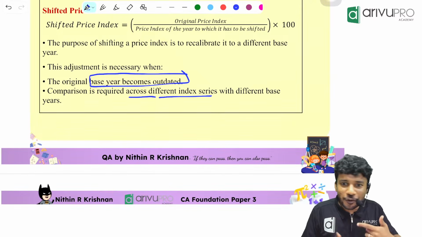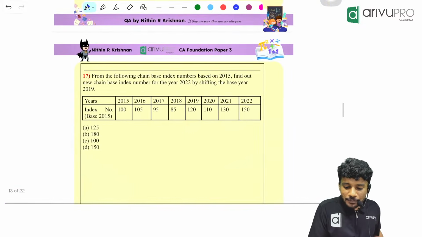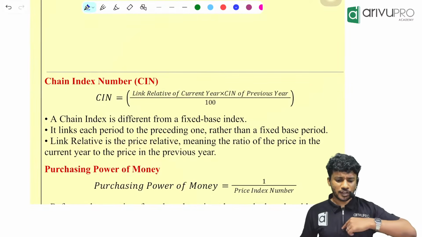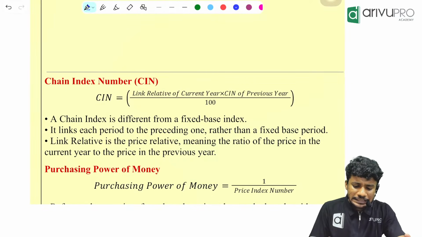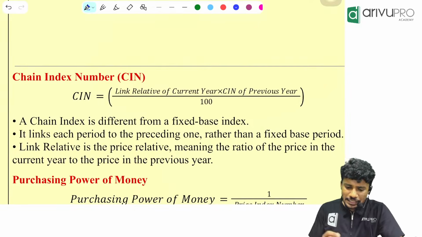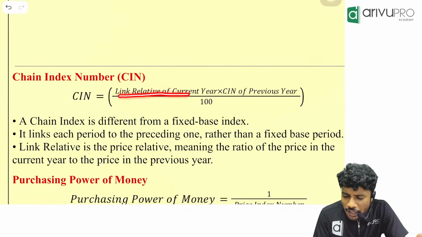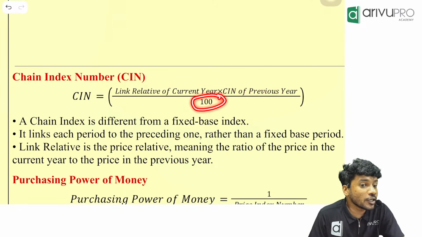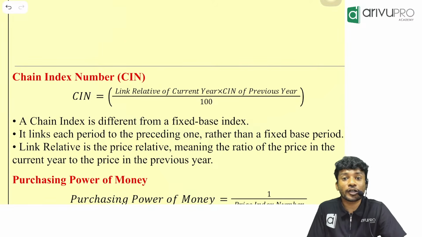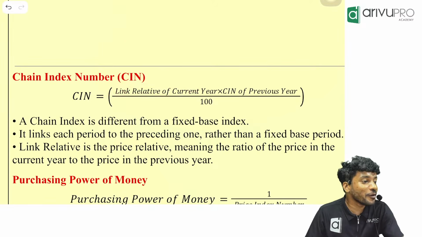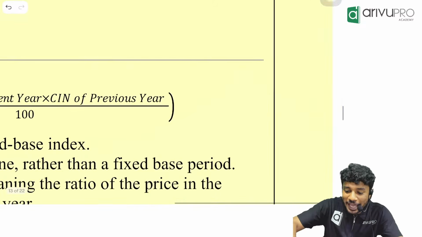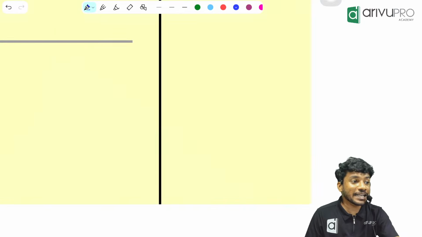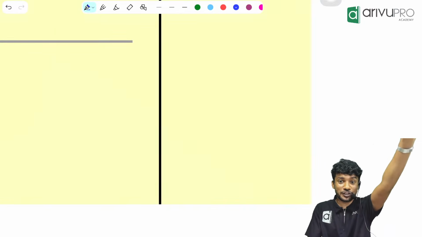Can we go for the next topic? That topic is called chain index number. Chain index number is link relative of current year into chain index of previous year divided by 100. Then you will be like, sir, directly you are telling some words we never heard about. What are you doing? So I will say, have you heard about price index numbers, people? Yeah, price relative, have you heard? On the first day, I only started with that.